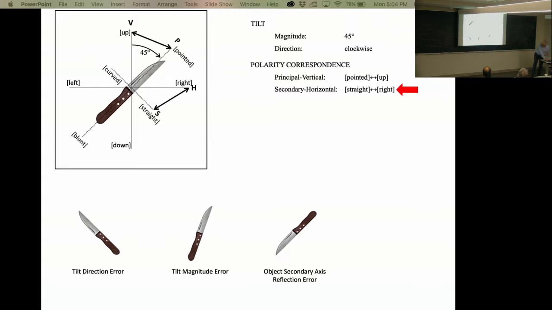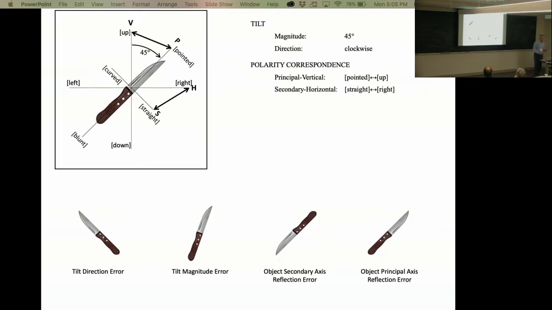However, another thing that could happen is you could have trouble with the relationship between the secondary object axis and the horizontal extrinsic axis, forgetting that. And if you forget that and get it wrong, you will end up flipping the object across its principal axis, like this, okay? Because you will end up mistakenly representing the curved end as being toward the right instead of the straight side. And that I'm going to call an object principal axis reflection error. So it's a reflection across the principal axis.